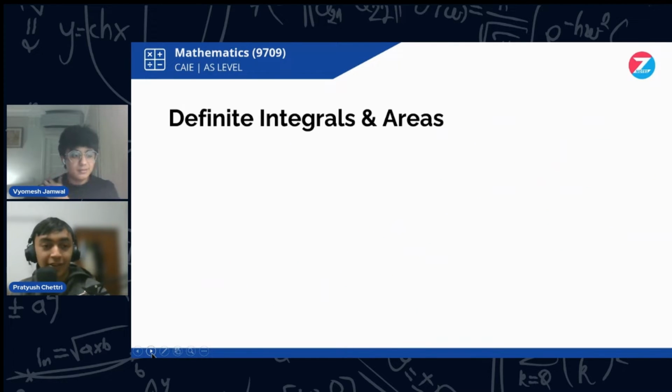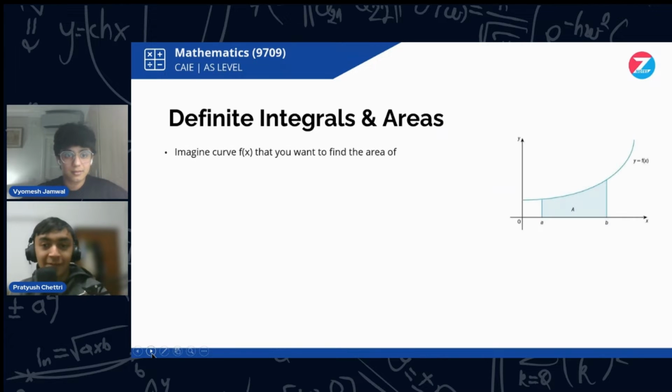Okay. Now we come on to the meaty part of this chapter, areas. We can use definite integrals to find the area under a curve between lower bound A and upper bound B. How? It's actually a pretty fun thing to show you guys here. Imagine our curve, right? That's the curve. And I want to find this shaded area A.